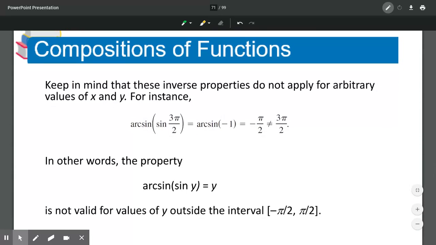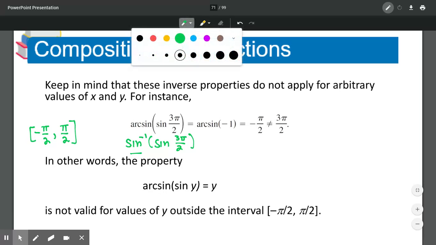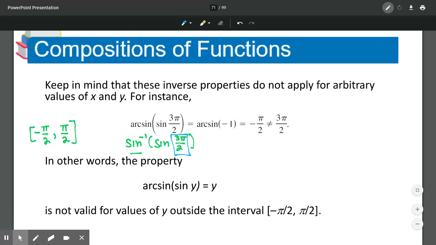So keep in mind, though, that if we have, in this case, arc sine, which is like the inverse sine of the sine of 3 pi over 2, your answer is not 3 pi over 2, because 3 pi over 2 isn't in that domain for inverse sine. Because remember, inverse sine, all your answers have to be between negative pi over 2 and pi over 2. So you would say, okay, well, my answer is 3 pi over 2, right? Because these, in a way, cancel out.